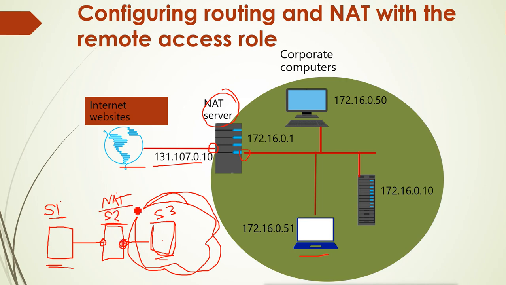And for advanced routing, if you have multiple routers, multiple RAS servers connected to different subnets, then we can use advanced routing also. We can use static or dynamic routing. We will see this, and this is our configuration. So let's see how we can configure it.